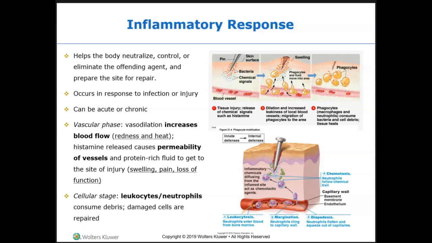And then we have the cellular stage of the cycle, or the cellular phase, and that's when the white blood cells, leukocytes, right, and specifically neutrophils, which is the number one, the most common type of white blood cells, are neutrophils, right? And neutrophils are typically elevated when you have a bacterial infection. So you have the cellular stage, and leukocytes and neutrophils go to the area, and they will consume debris in the area. They'll eat up all the damaged cells, right?